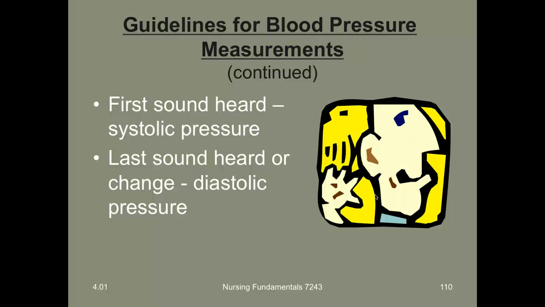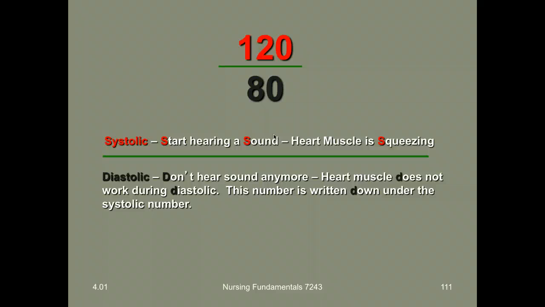The first sound that you hear when you release the pressure in the cuff is considered systolic pressure. The last sound you hear, or a change in the noise, is considered the diastolic pressure. So if 120 is where you started to hear a sound, that means the muscle is squeezing. Diastolic, the bottom number of 80, is where you don't hear sound anymore, and the heart muscle doesn't work during diastole. The number is written under the systolic number, so the blood pressure would be 120 over 80.